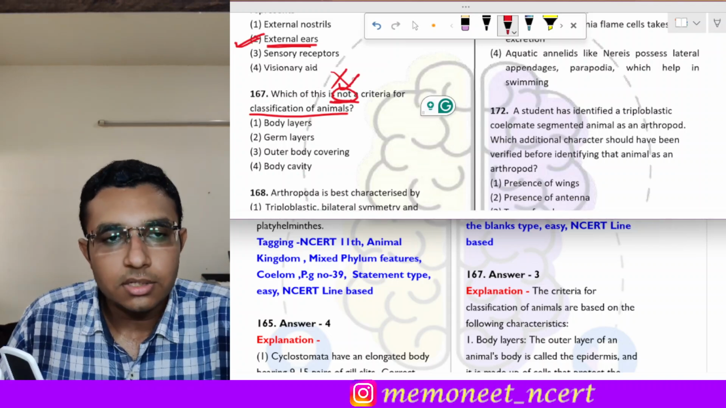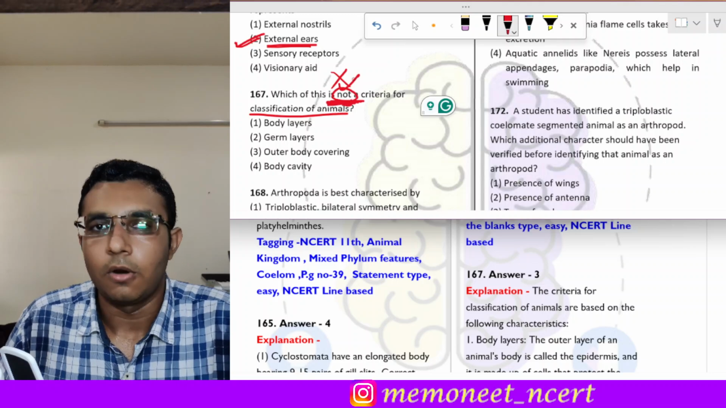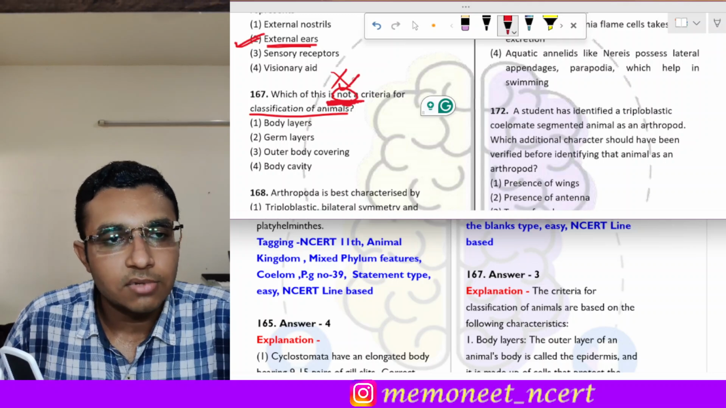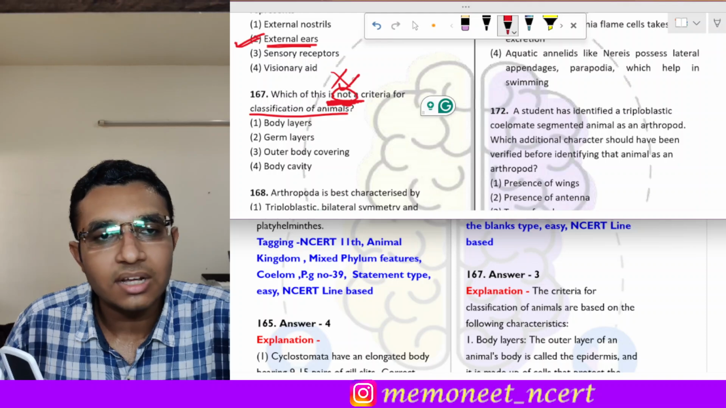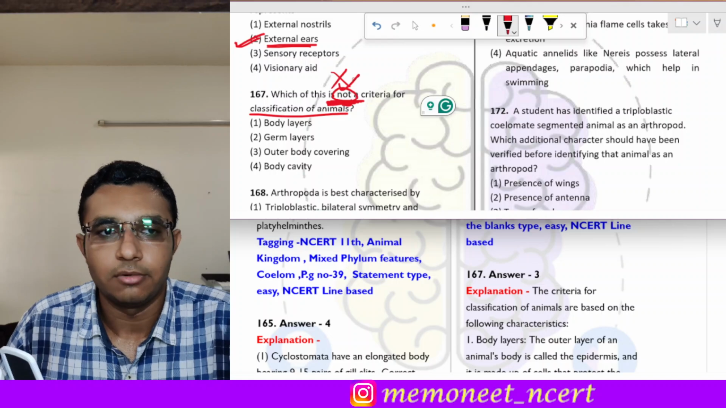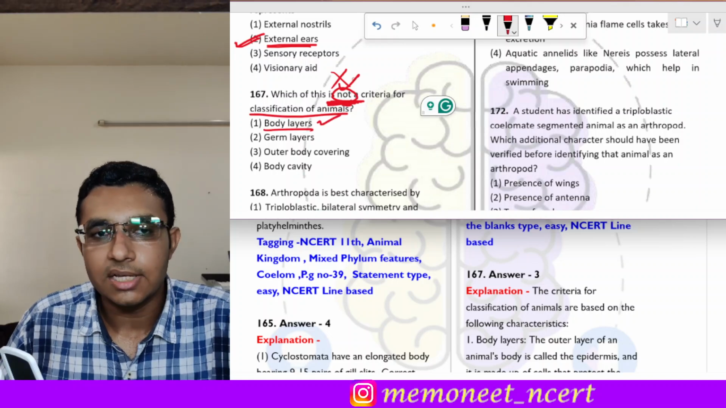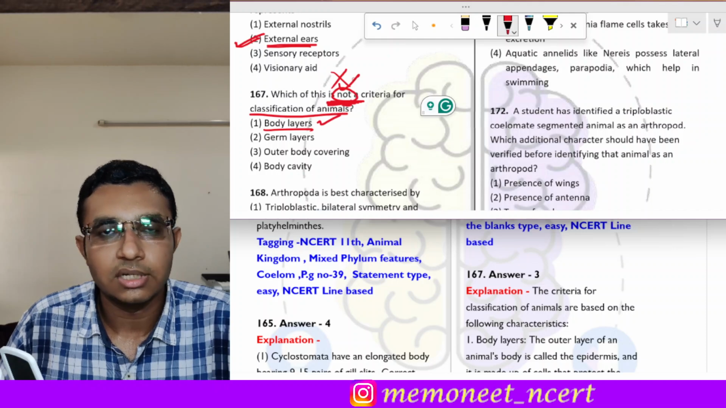So you need to read the question clearly and look out for such words like not. In this question we have to find which is not a criteria for classification of animals. So let us read the options one by one. First is body layers. Body layers is a criteria for classification of animals, so that is not the correct answer.